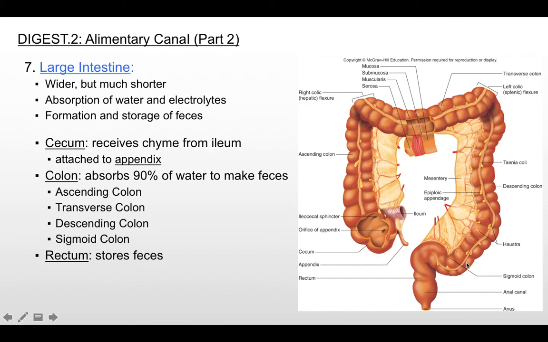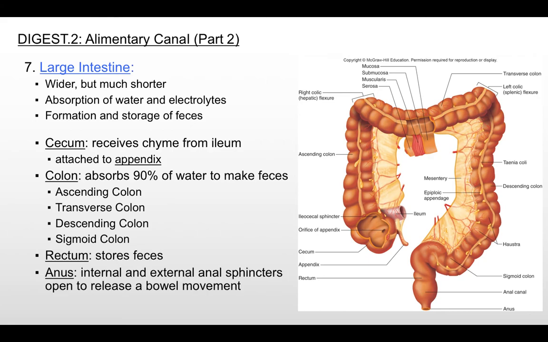When feces reaches this point, it is stored in the rectum, so it's stored in this pouch right here, so we're not just defecating all day whenever. It's very unsanitary. And then when it's time to release that feces, the anus has two sphincters. It has internal and external sphincters that can open to release a bowel movement.